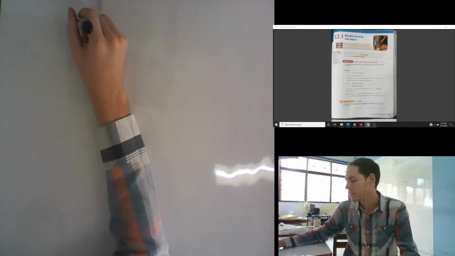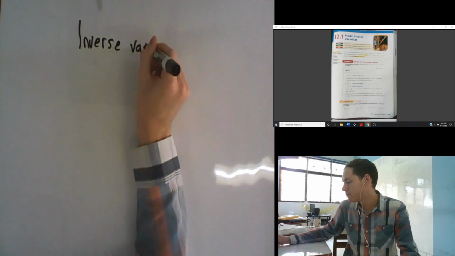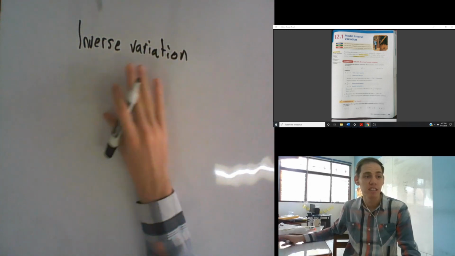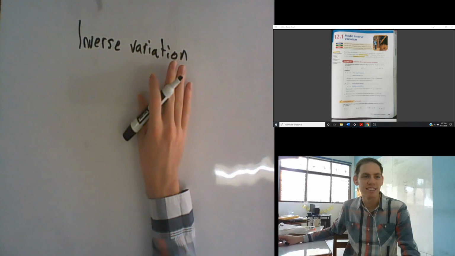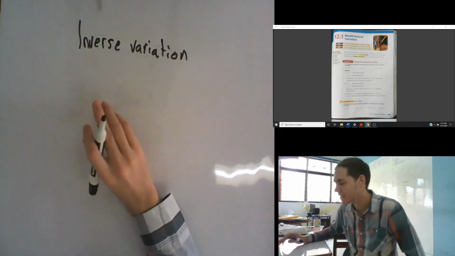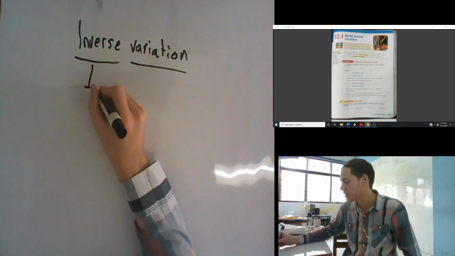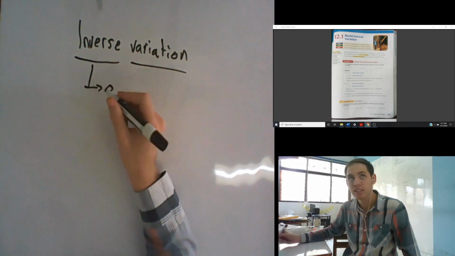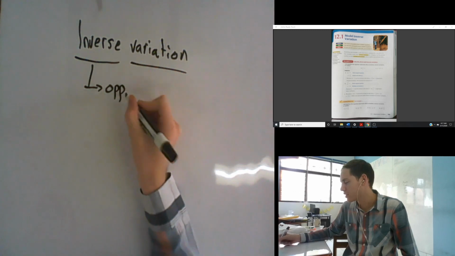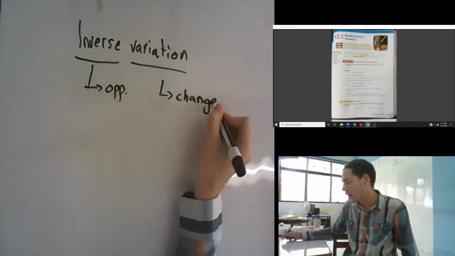So 12.1 is about inverse variation. Now, inverse, if we just take the words, we're not going to look at the math. So inverse variation. Inverse means we're going to have opposite, or kind of opposite. We'll say opposite for the sake of simplicity, and variation means change. So opposite change.